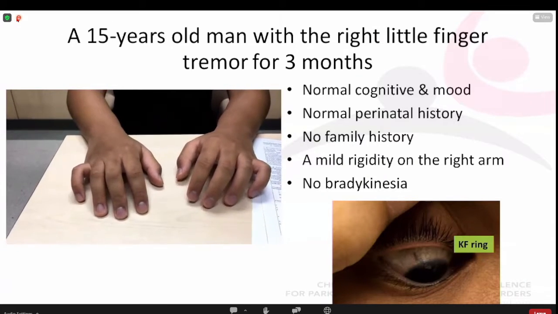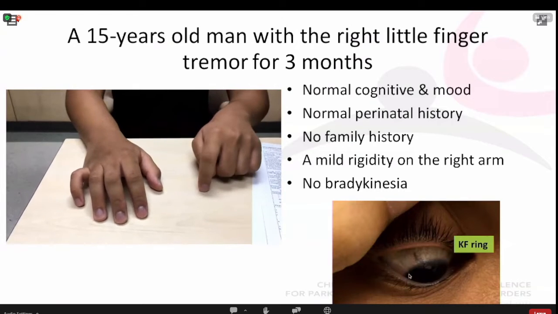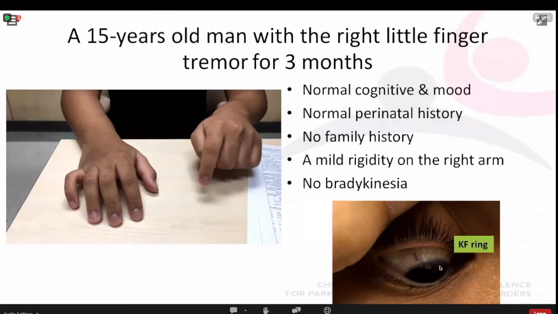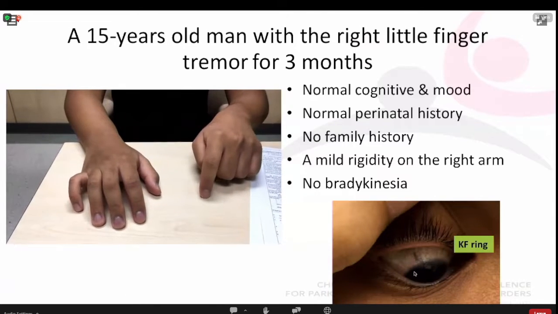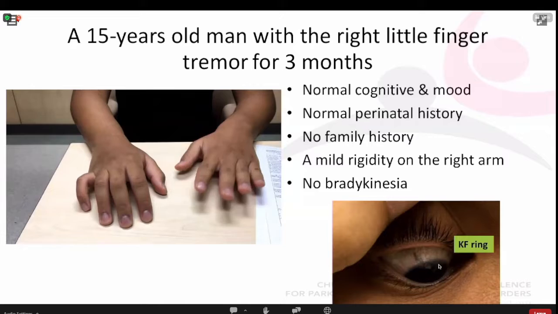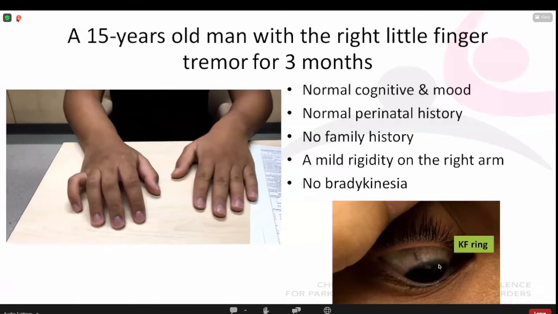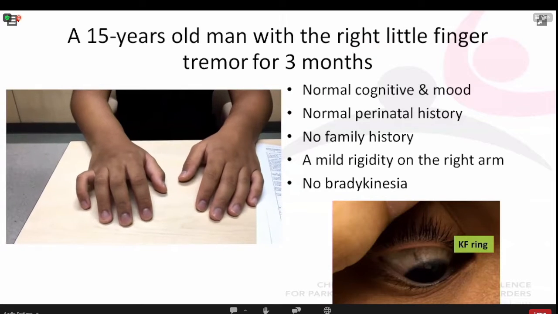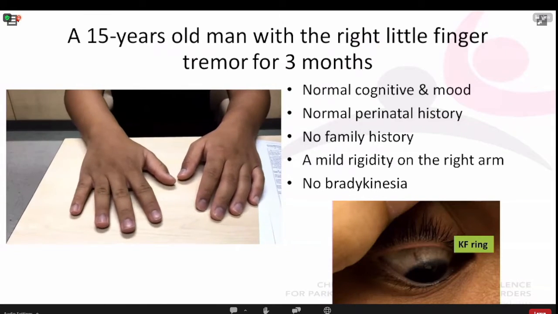For the eye examination, you will see the yellowish or grayish discoloration at the upper limbus of this patient, which is the KF ring. And the serum ceruloplasmin is quite low, around 1 to 2. And his diagnosis is Wilson disease.